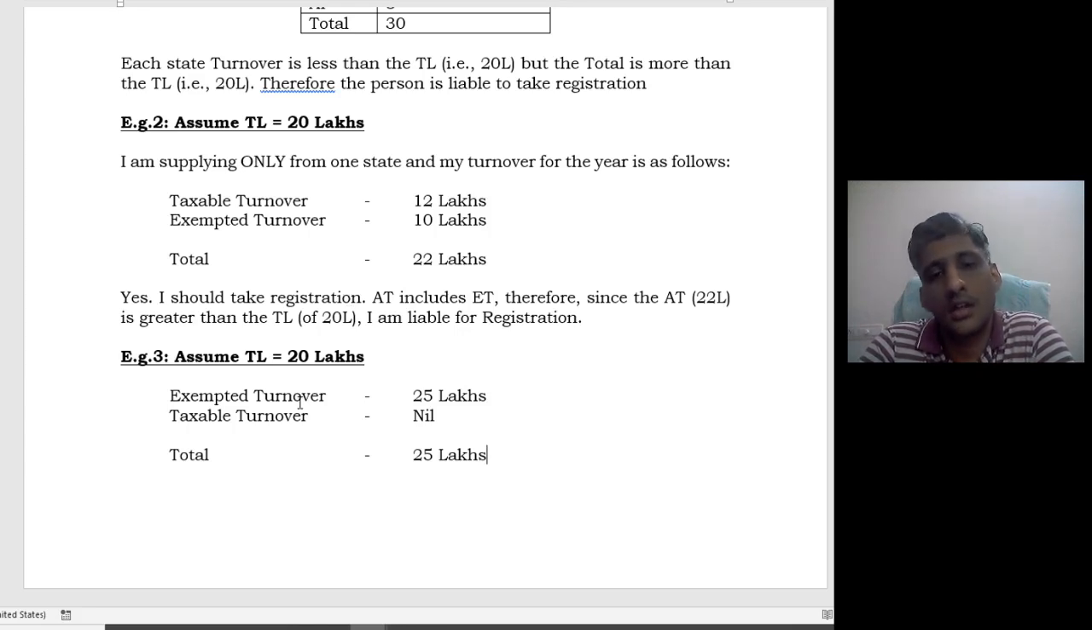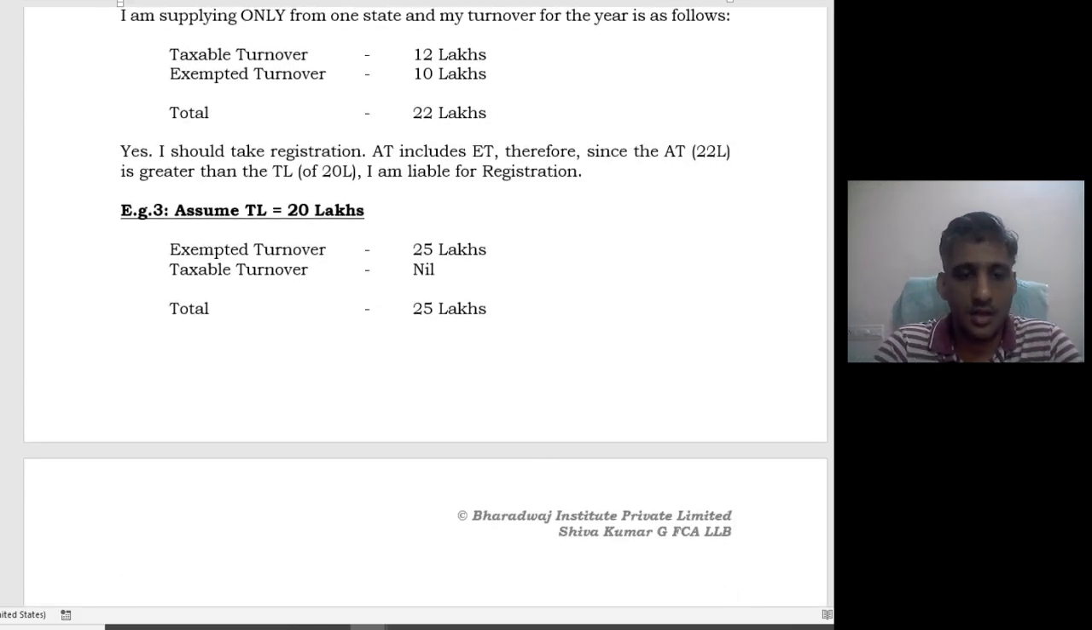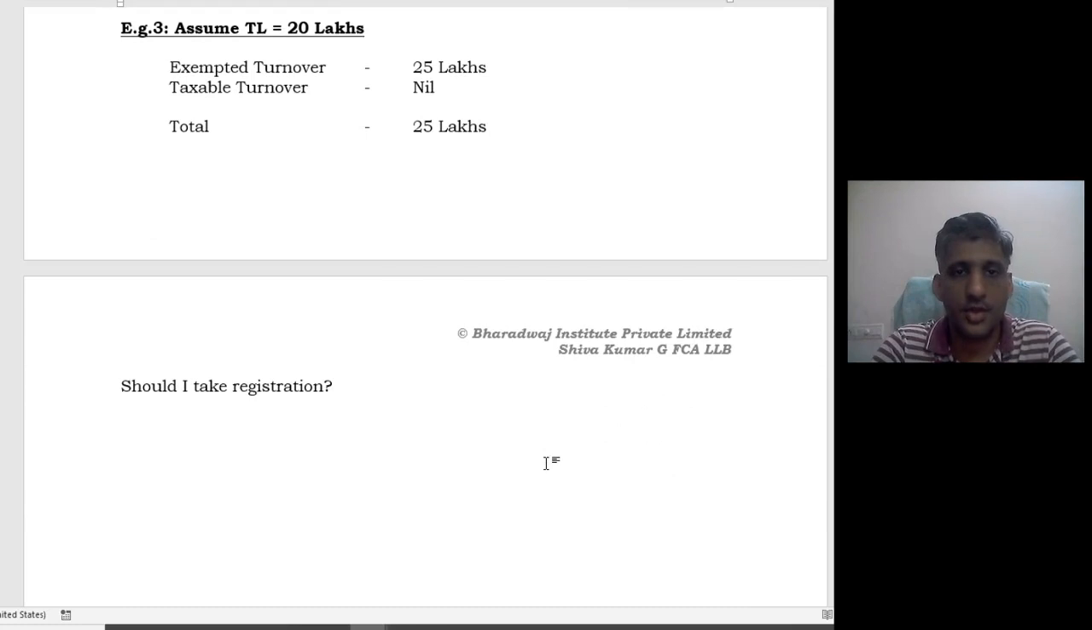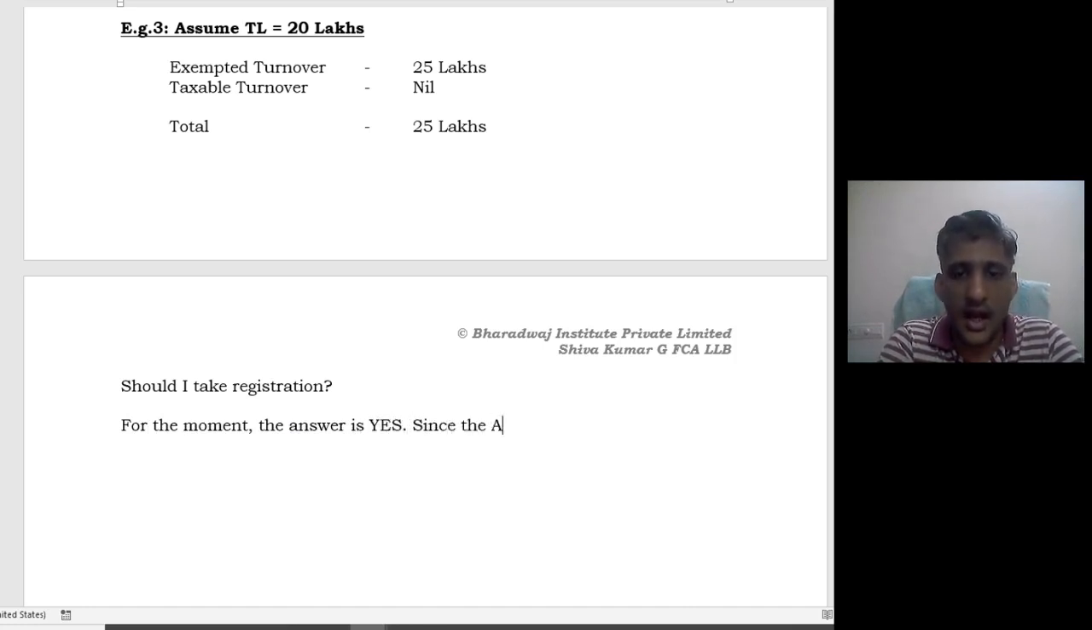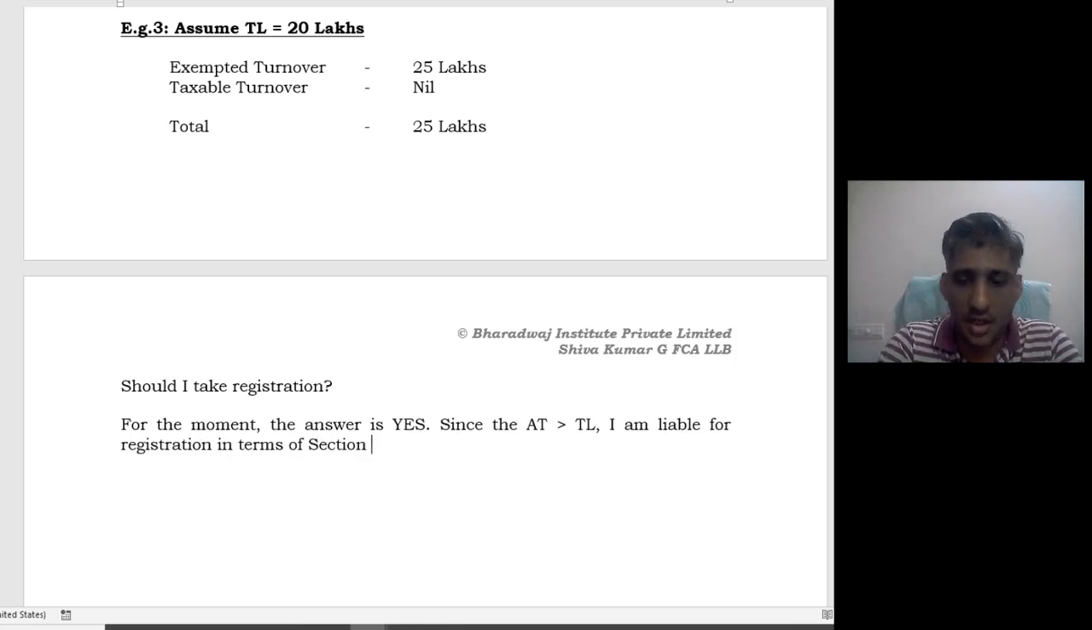Now the question is again, should I take registration? What is the answer? Should I take registration or not? For the moment, the answer is yes. Since the aggregate turnover is greater than the threshold limit, I am liable for registration in terms of section 22.